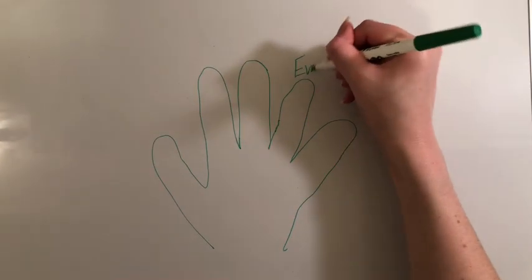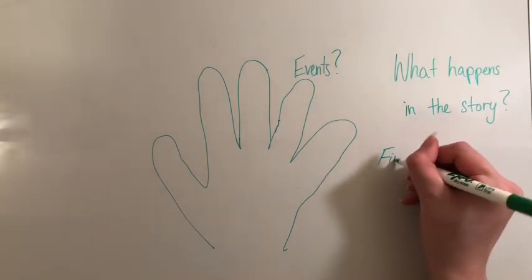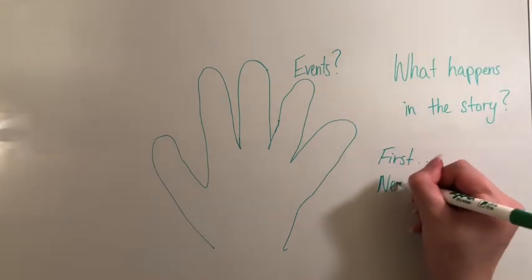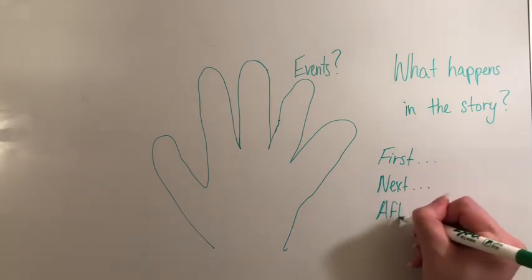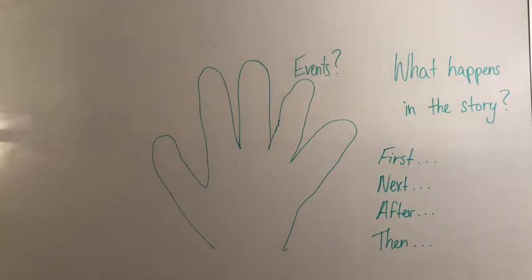Our fourth finger tells us the events. This just means what happens in the story. For the events, we would use words like first, next, then, after, or last. We describe things that happen to the characters throughout the story.